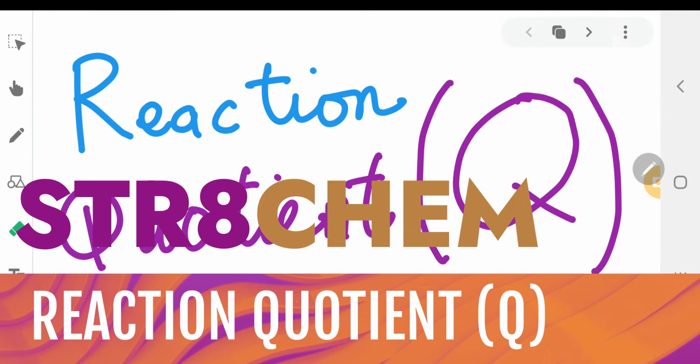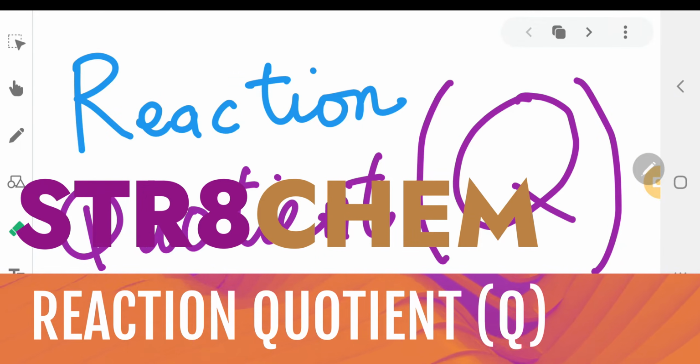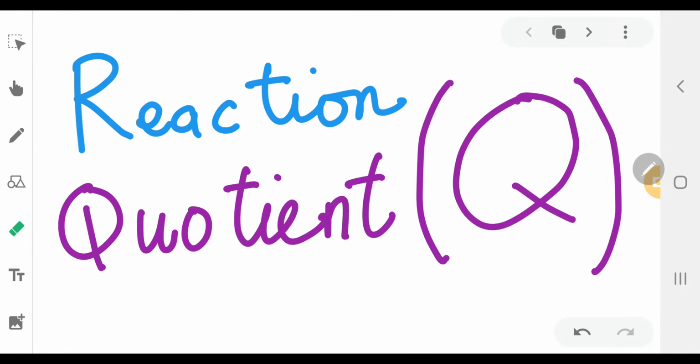Reaction quotient. This is another quite important part of chemical equilibrium, and in my opinion, it's the easiest one to be understood and to be learned. Before we look at several examples, let's get to know what is meant by reaction quotient first.